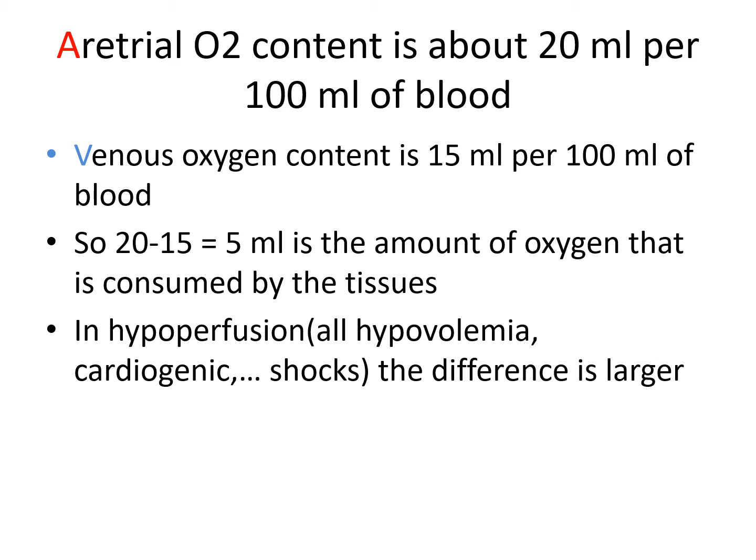Arterial oxygen content in a normal situation is about 20 milliliter per 100 milliliter of blood, and the venous oxygen content is equal to 15 milliliter per 100 milliliter of blood. So 20 minus 15 equals 5 milliliter, the amount of oxygen that is consumed by the tissues. It shows that it is normal, with normal volume and normal perfusion. But in hypoperfusion, in all kinds of shocks, cardiogenic, hypovolemic, septic, the difference is larger than 5 milliliter.